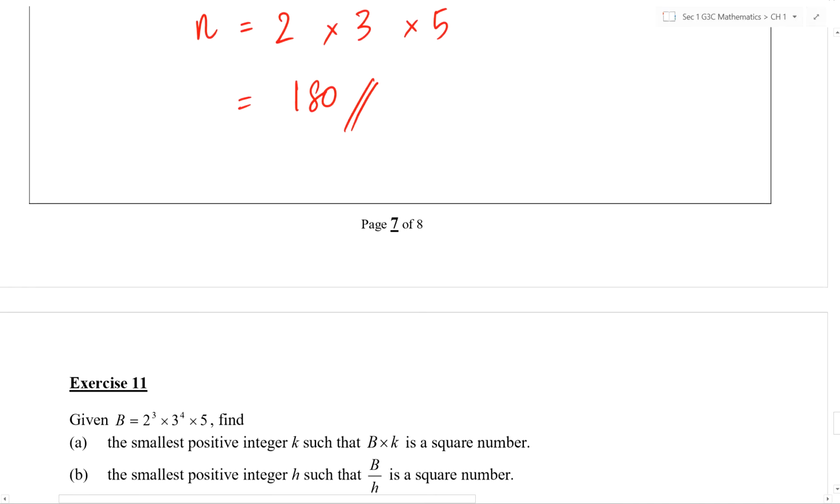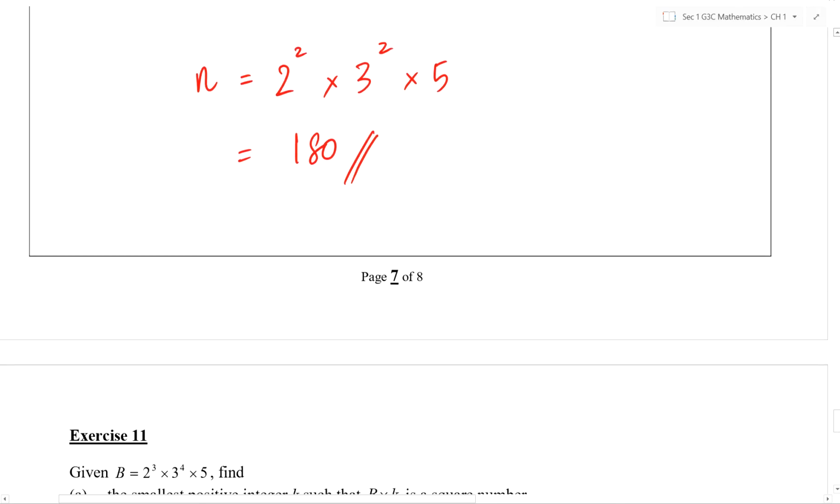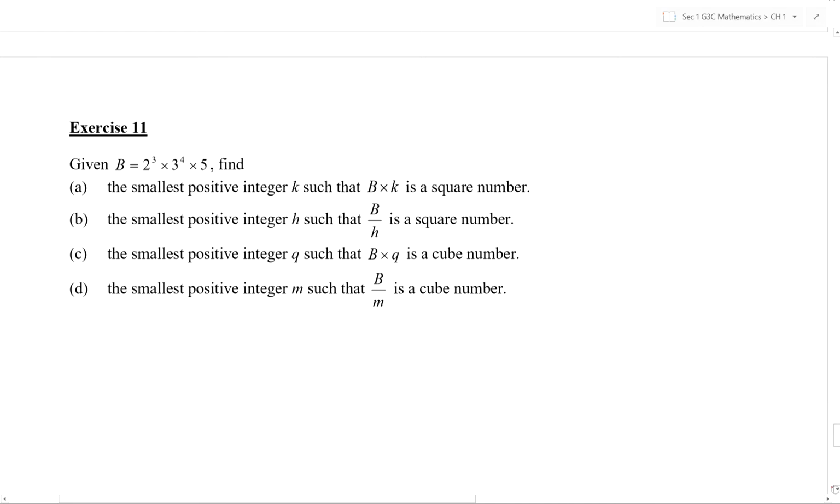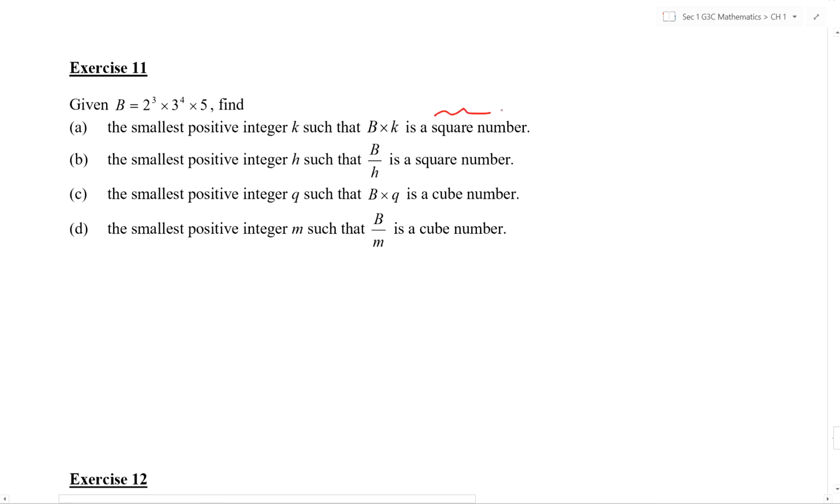Okay, who needs more time to copy? Then do so quickly. If you are done, move on to exercise 11 and 12. Square numbers are perfect squares.